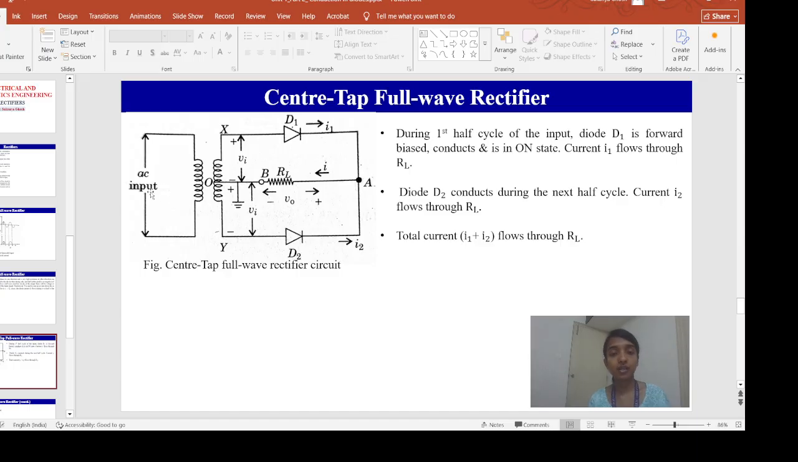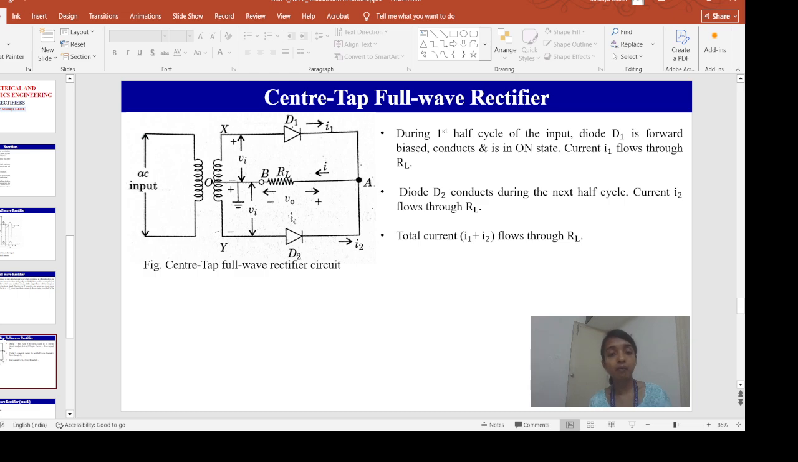The input signal we have applied is Vi. So when this is positive, what will happen? This diode D1 will be on, positive to positive connected, so it will be on, meaning short circuit. So what is the current flowing through this D1? Let's say it is I1. So in this case, the I1 current is flowing through this RL.